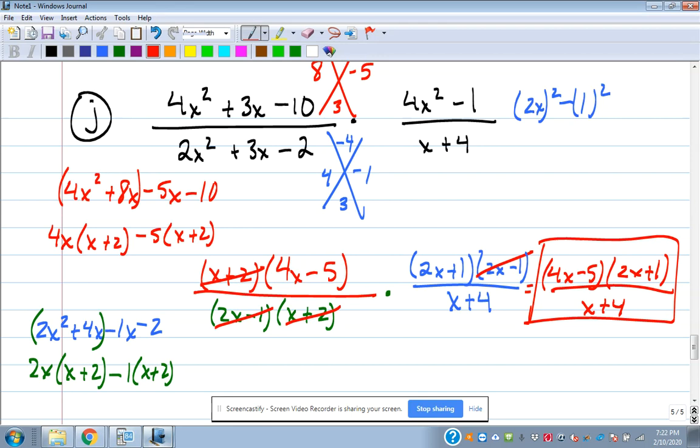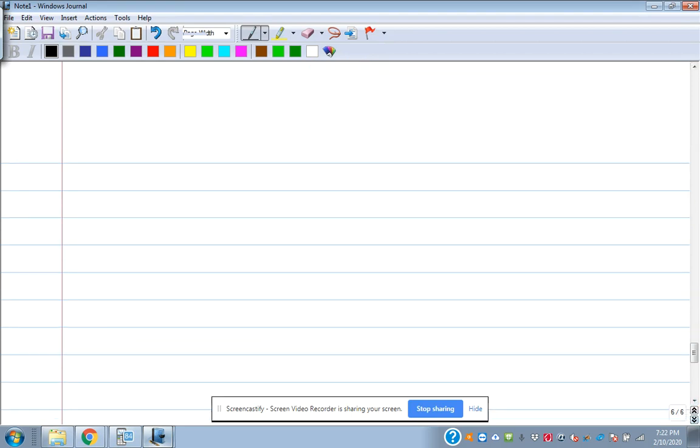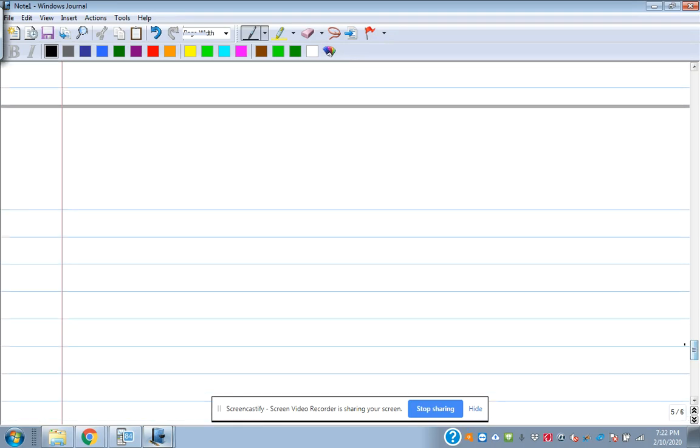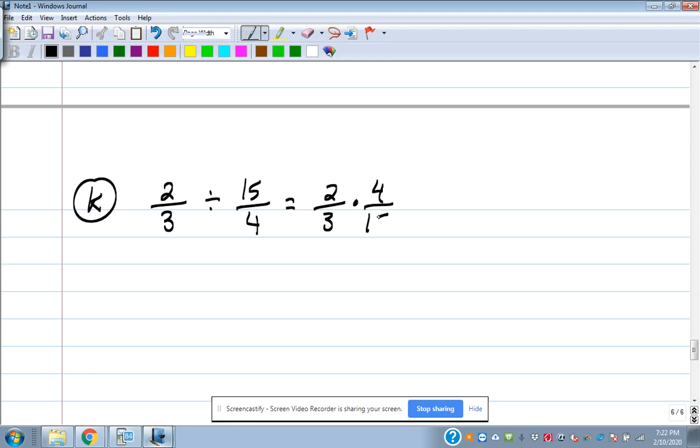One last thing in this section, and then we'll get on to the next one. Division. We're just going to do this quickly. Let's say we're going to do 2/3 divided by 15 over 4. Do y'all remember the rule for how to divide fractions by hand? Which one do you flip, the 2/3 or the 15 over 4? The second one. Yeah, that's right. So 2/3 times 4 over 15.